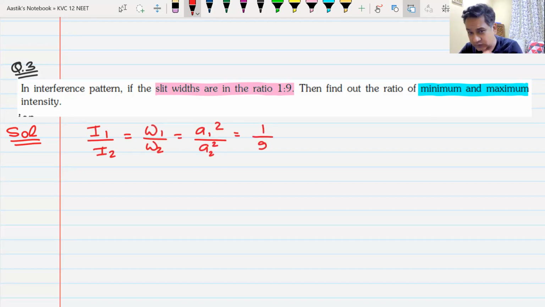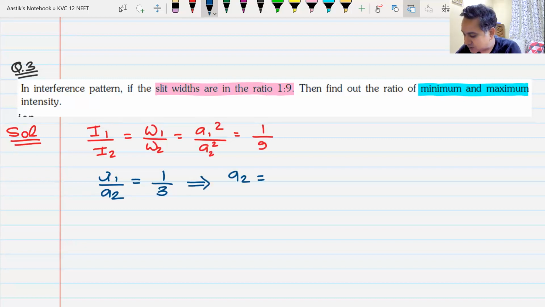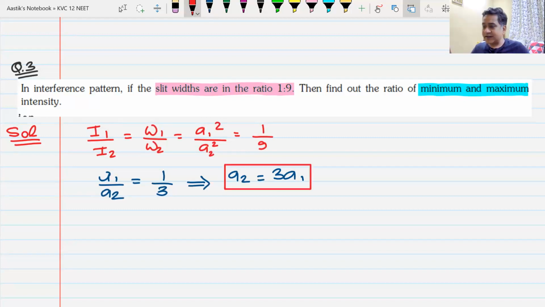A1 square by A2 square is 1 by 9, not 1 by 3. Okay, so from there I can get A1 by A2. A1 by A2 is 1 by 3. Then I can get from here A2 is 3 times A1. Yes or no? Yes, sir. This is the first step that we get.